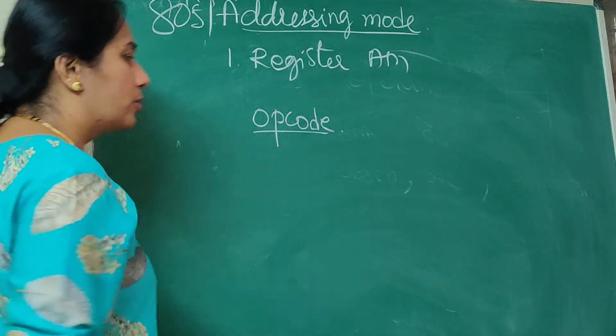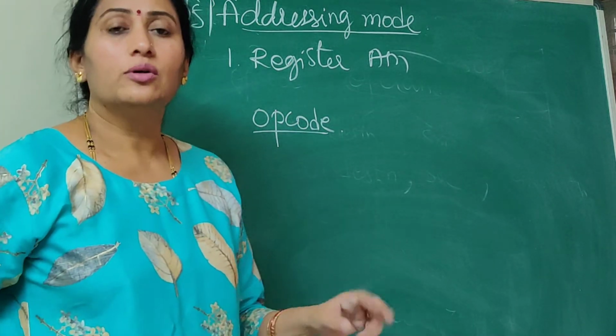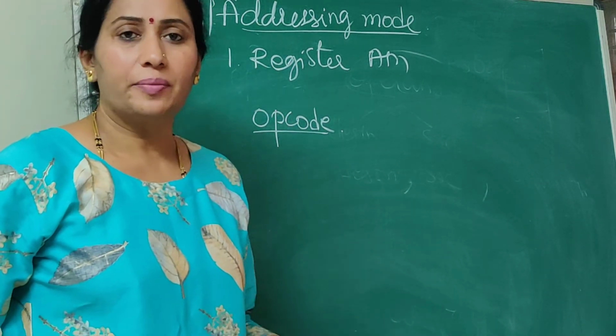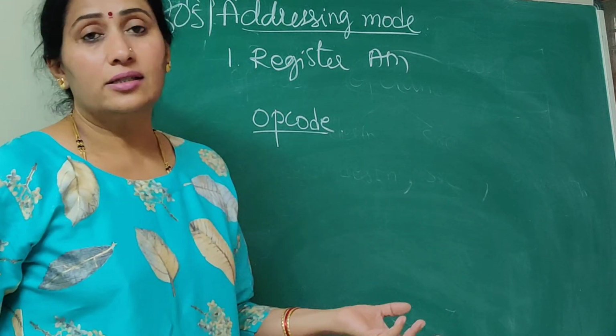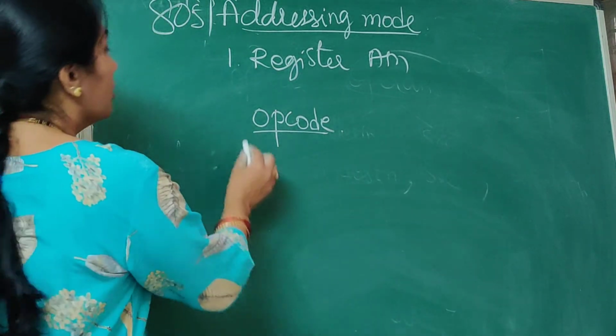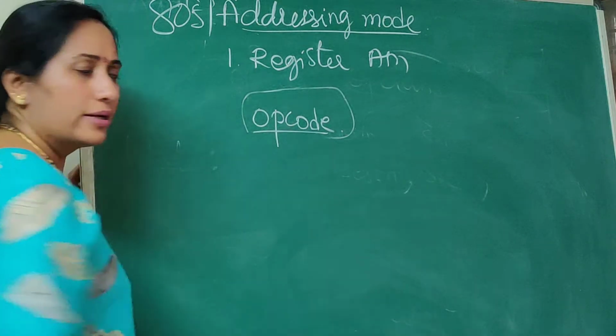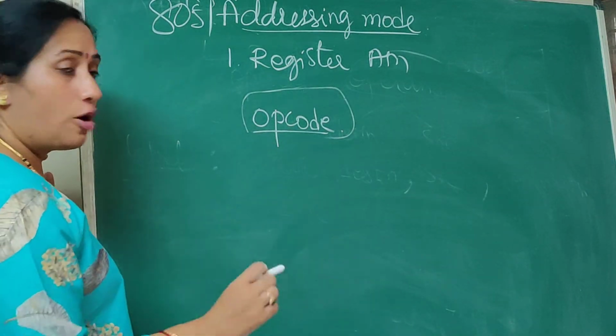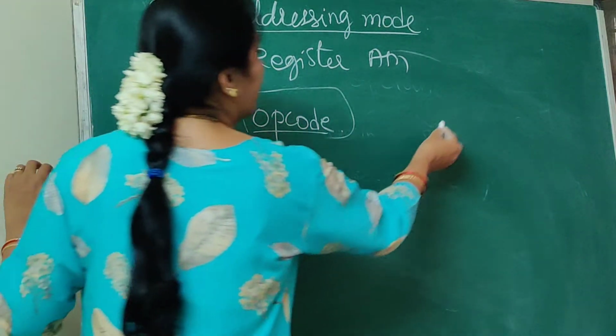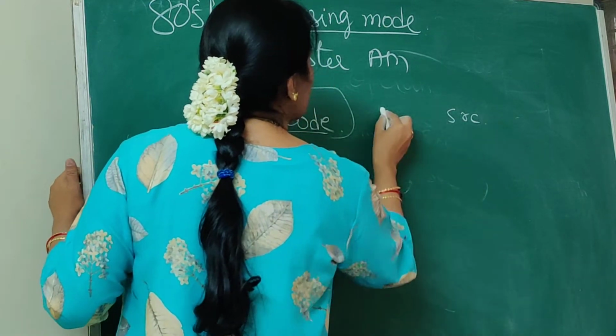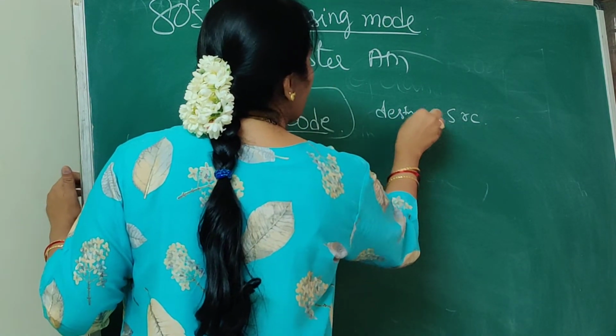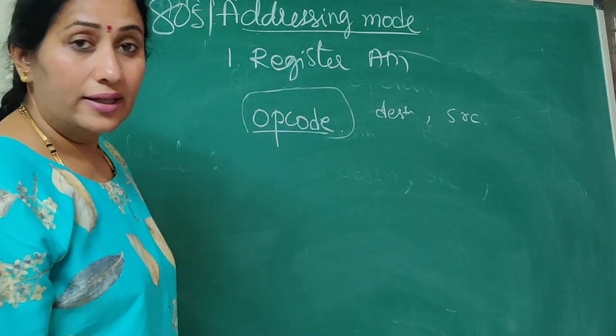That is, what operation it could be: just data movement, an arithmetic operation, a logical operation, or branching instructions, whatever it is, what operation that is going to be is said over here in the opcode, operation code. And after that, I said you're going to have the source and then you're going to have the destination. Both are going to be separated by the comma.